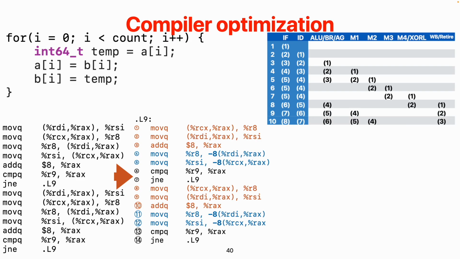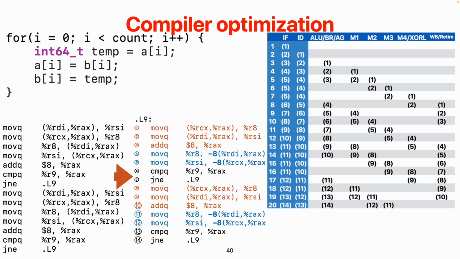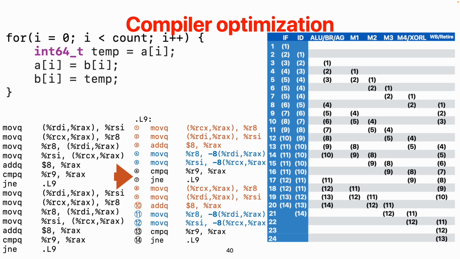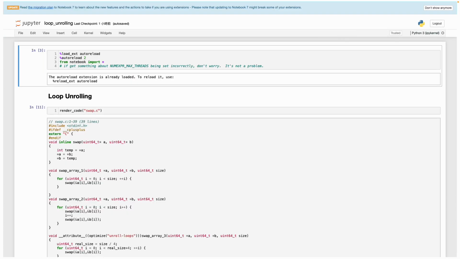And then you can draw the same diagram and you will figure out, wow, originally for each iteration I have to wait for 4 cycles, but now I only need to wait for 2 cycle stalls. What that means is that I can further reduce my CPI to 1.29, which is huge with the compiler optimization. This technique is called loop unrolling.